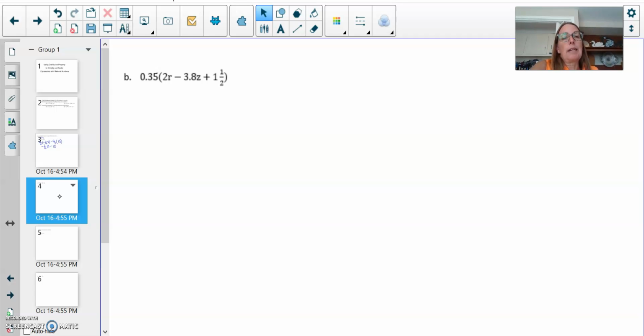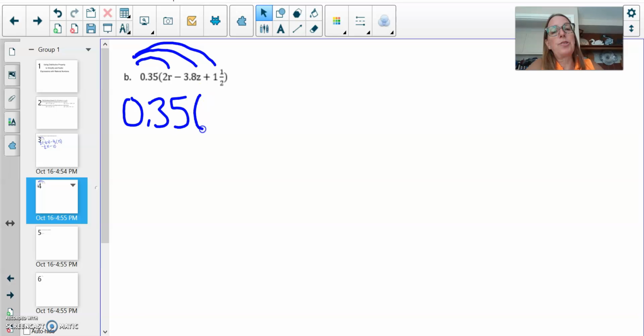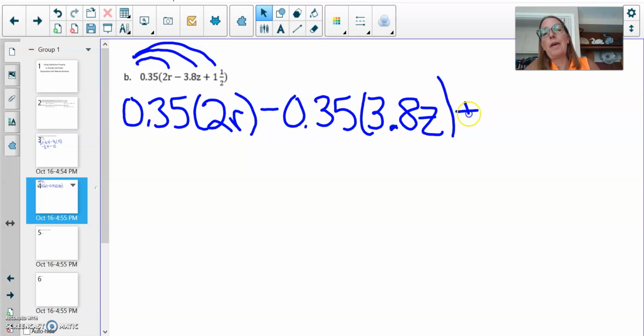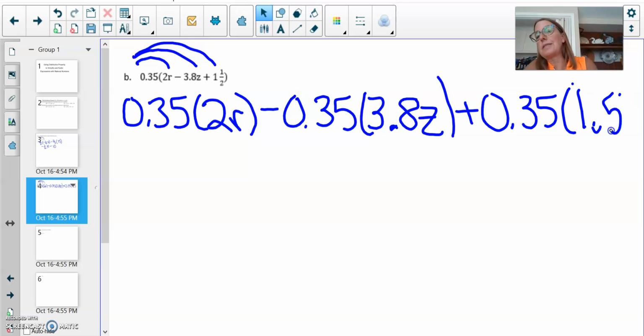So my expression becomes negative 1/6 x minus 10. 3/500 times the quantity 2r minus 3 8/10 z plus 1 1/2. So in this case, I am going to convert that 1 1/2 into a decimal, 1 5/10. Then everything's in the same format as a decimal, and I can multiply it through. So it becomes 3/500 times 2r minus 3/500 times 3 8/10 z plus 3/500 times 1 5/10.